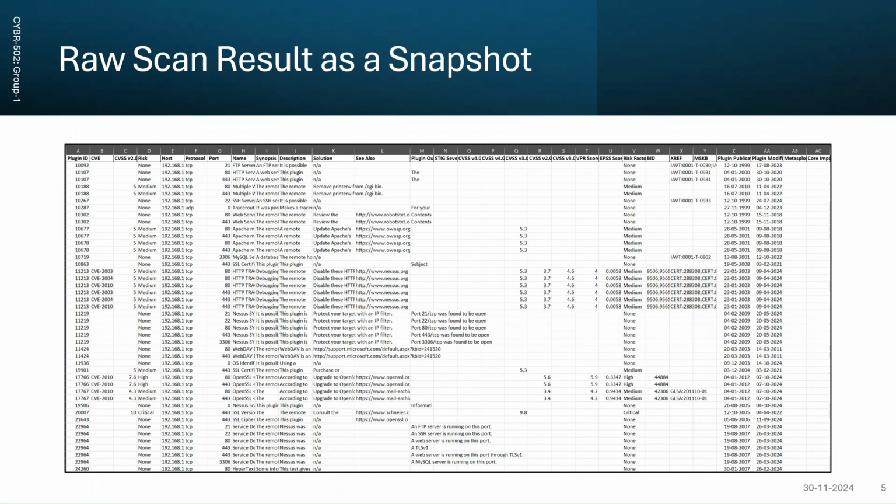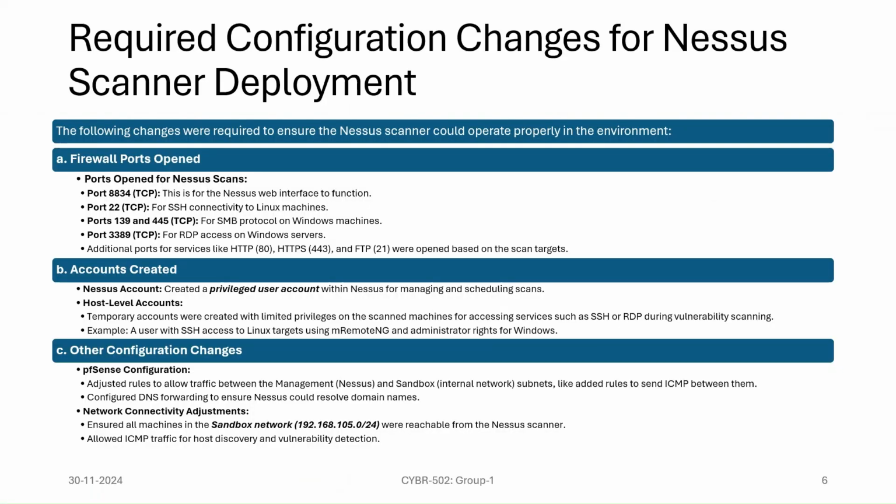The scan results were made possible by carefully configuring the Nessus scanner to function effectively in the environment. Let's discuss the key changes enabled in the setup. This slide talks about the deployment of the Nessus scanner, which required several key configuration changes to ensure its proper functioning. First, firewall rules were updated to allow scanning across the sandbox network, particularly enabling TCP port 8834 for Nessus web interface access and scanning-related protocols like SSH, RDP, and SMB.